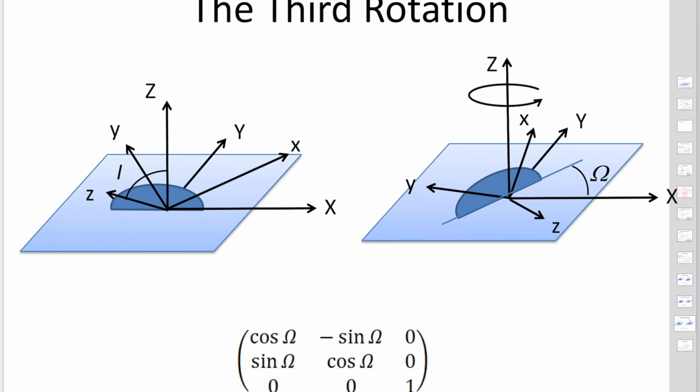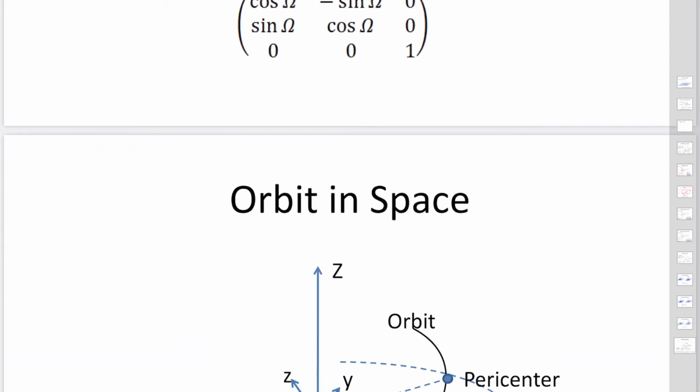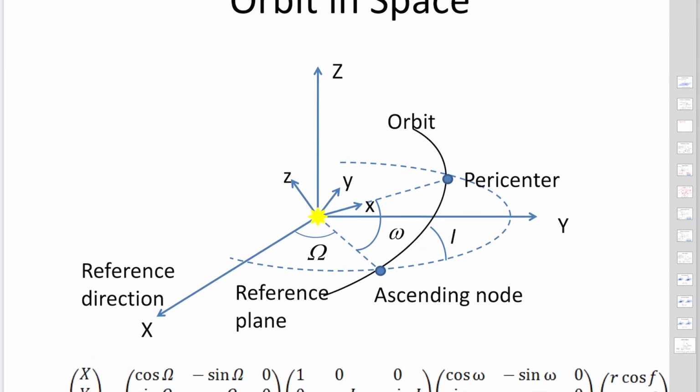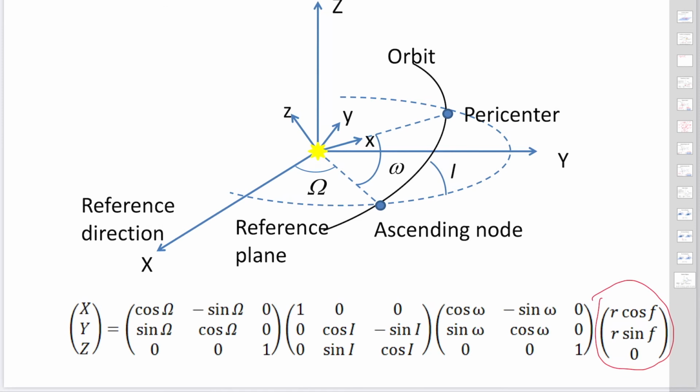By combining the three rotations, we can express the orbit in the plane: r cosine f, r sine f, 0. Using the combination of the three rotation matrices, we can express the position of our particle in space. This is the end of this session.